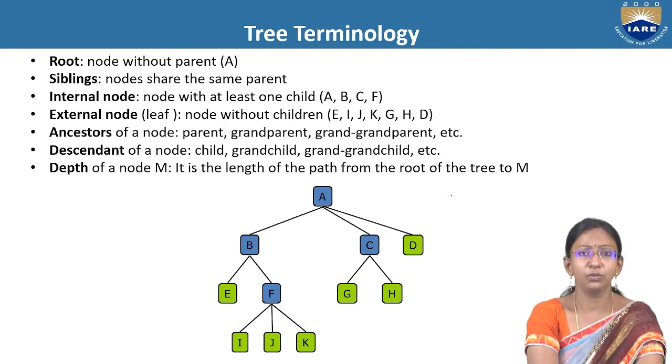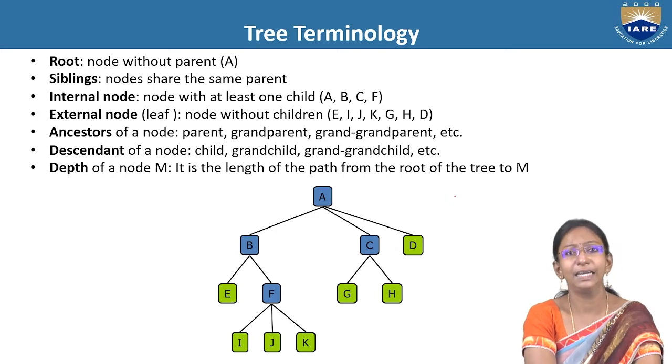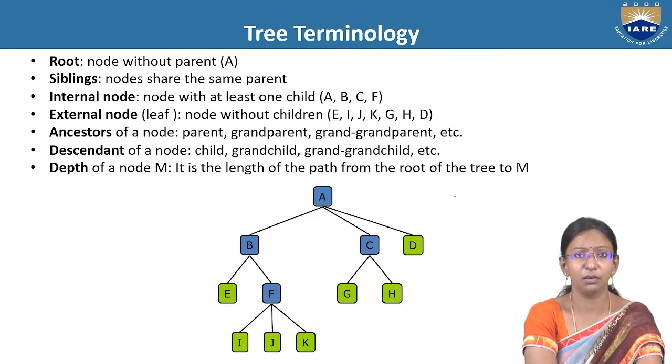Internal nodes: any node which has at least one child is an internal node. In this picture, I have colored internal nodes blue. So A has children, C has children, and B and F, they have at least one child, at least one.